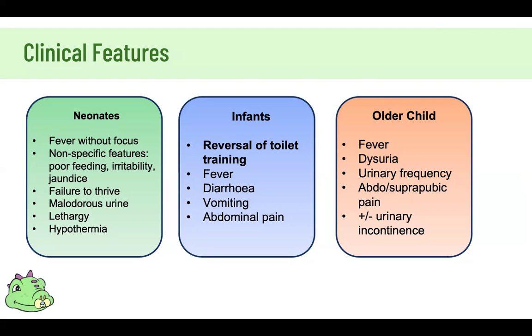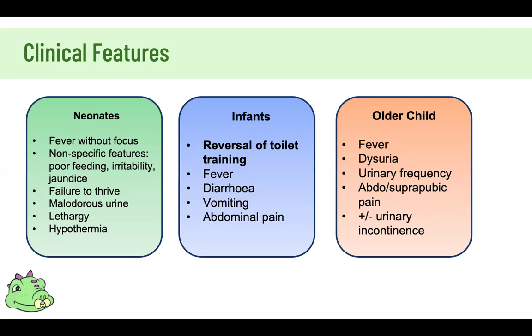In infants, the main feature that would tip you off to the possibility of UTI is reversal of toilet training. And so in kids that have gained continence and then suddenly lose continence with systemic infective features, that's a big hint that maybe there's a UTI going on. But the other symptoms are mainly non-specific, so fever, diarrhea, vomiting, and abdo pain.